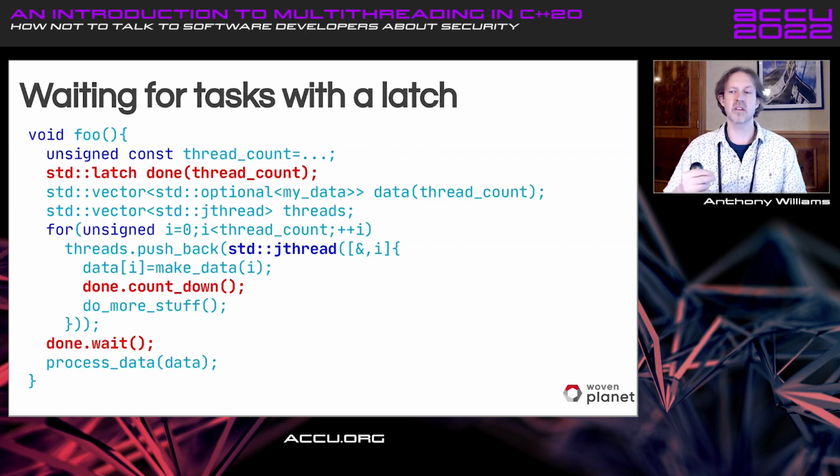And then at the end of our for loop, we're going to wait for that latch to trigger. So this says at this point, we know that all of the threads have got as far as creating their data and sticking it in the vector. And so we can now process that vector of data, and all is well.